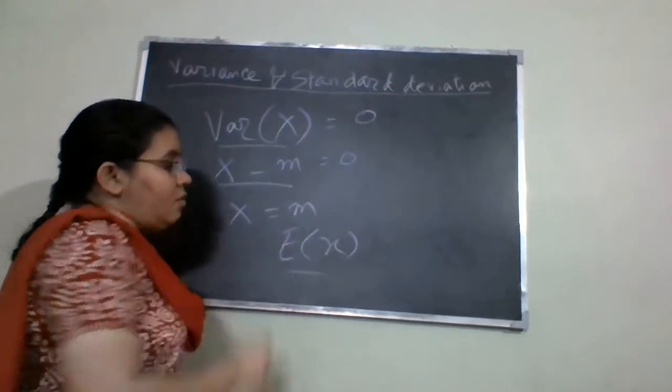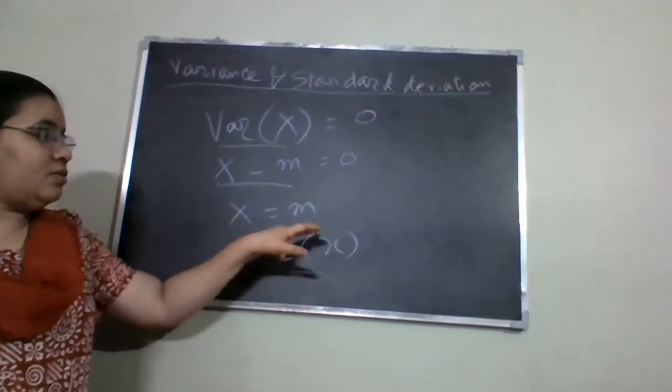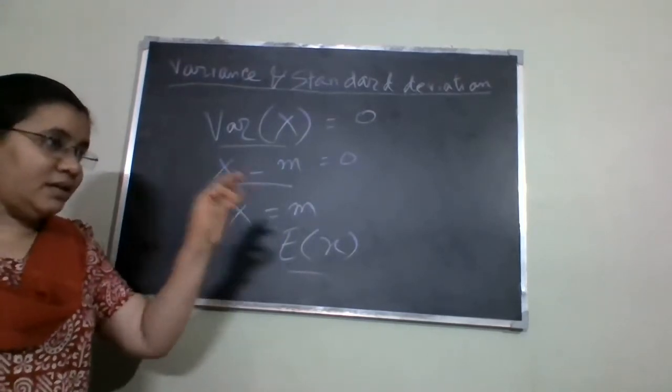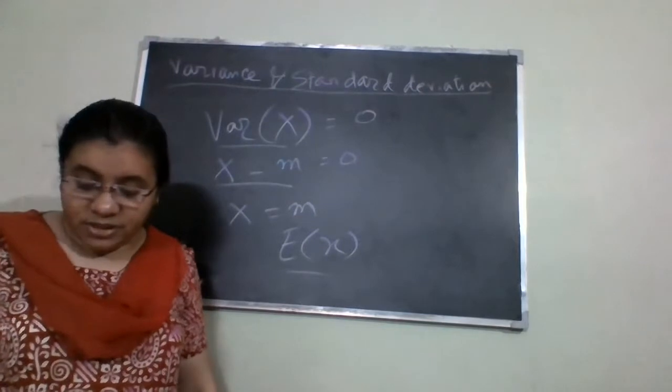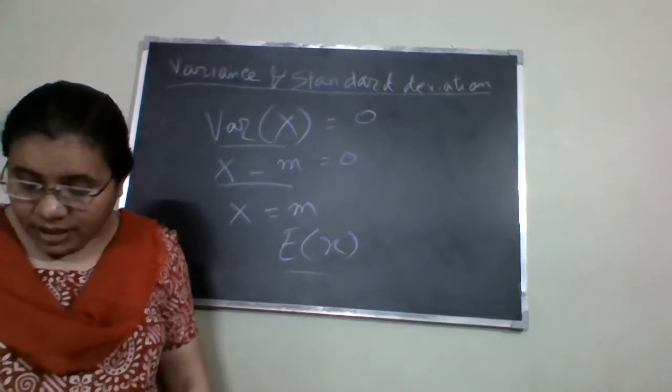The mean, or the expectation. So if capital X is equal to m, this means the entire mass is not spread out, it's concentrated at the midpoint, that is, at the mean. Now we study some theorems on expectation.